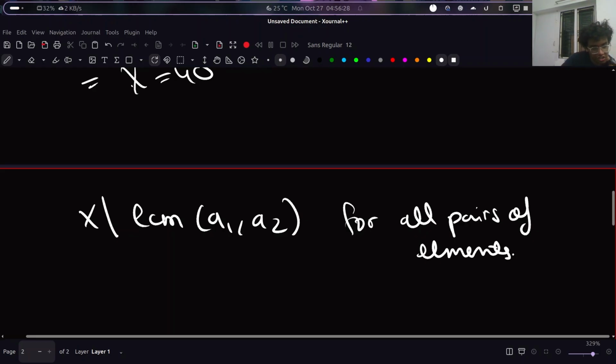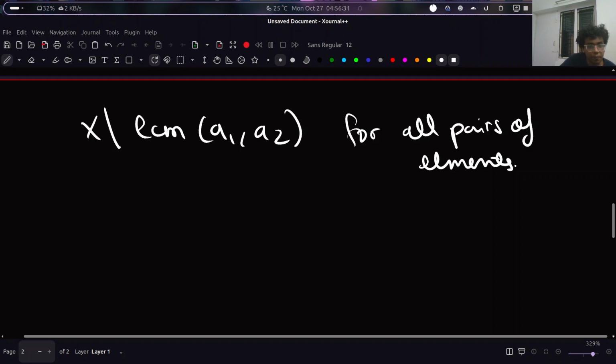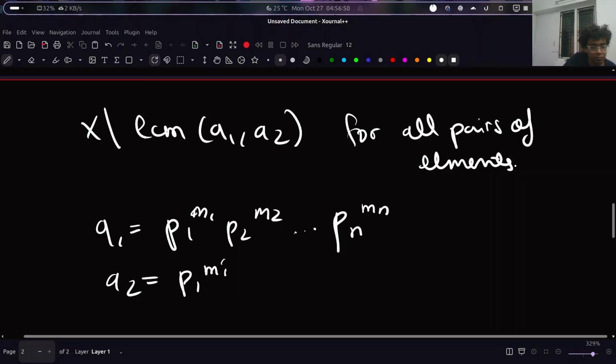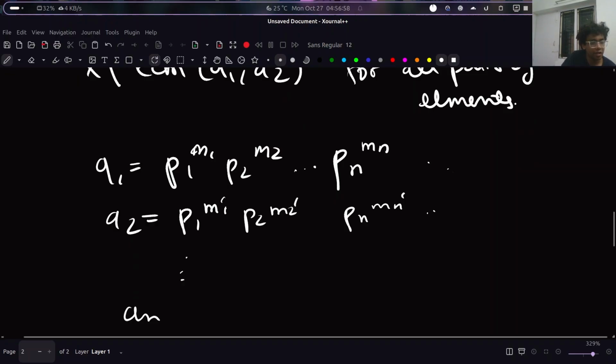So essentially what we're looking for is, let's think about each element's prime factorization. So it will be p1 to the power m1, p2 to the power m2, so on, pn to the power mn, right? Similarly a2 is also going to be something like this, and each number all the way to an will have some prime factor representation, right? From the fundamental theorem of arithmetic, we can prime factorize any number, right?